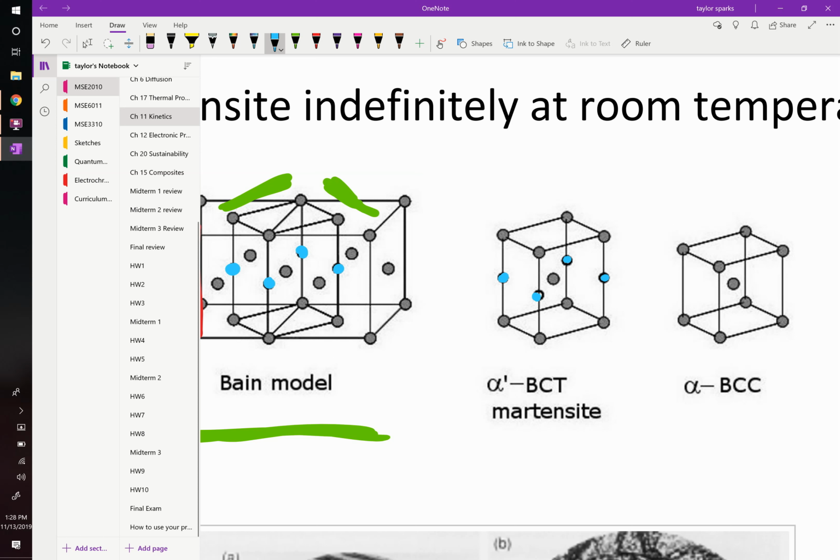So instead of using it in that form, we heat it back up just a little bit, and the iron is going to separate into regular old ferrite, BCC iron, and the carbon's going to separate into little tiny dispersions, which are just nanoprecipitates of cementite.